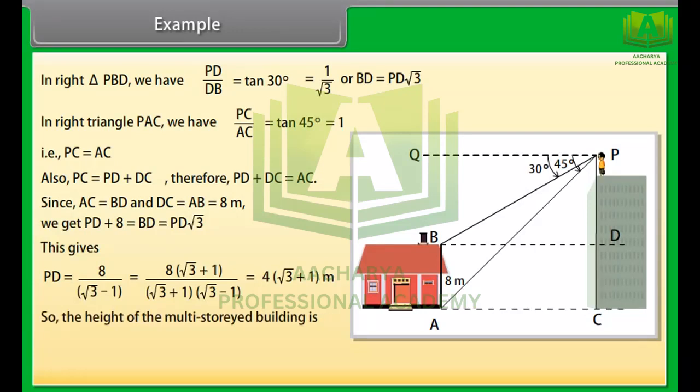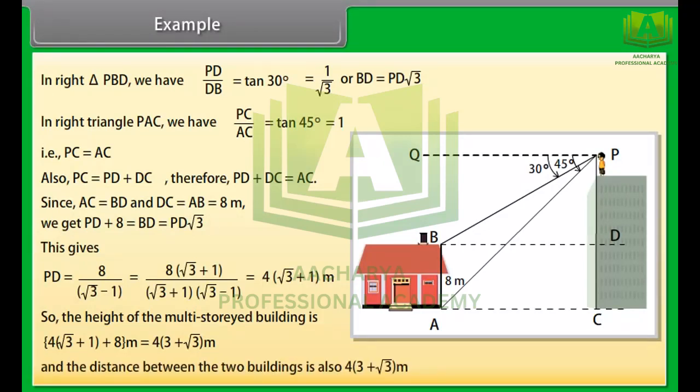So the height of the multi-storied building is 4 into square root 3 plus 1 plus 8 meters, which is equal to 4 into 3 plus square root 3 meters. And the distance between the two buildings is also 4 into 3 plus square root 3 meters.